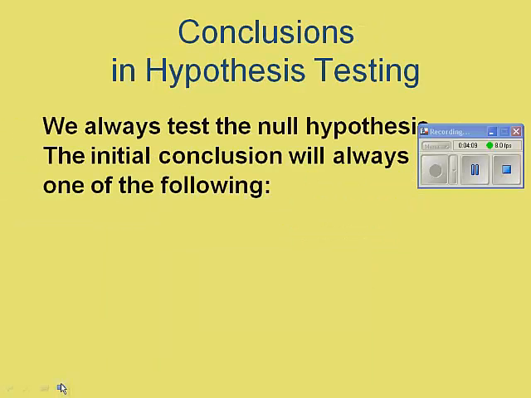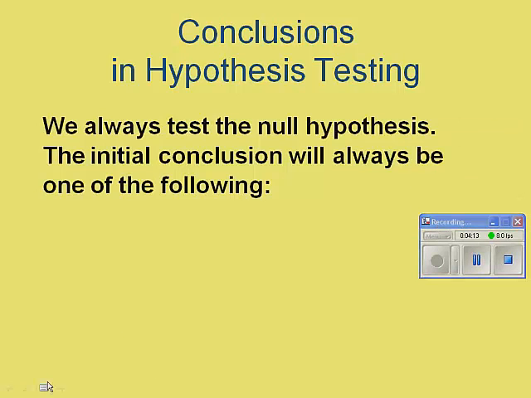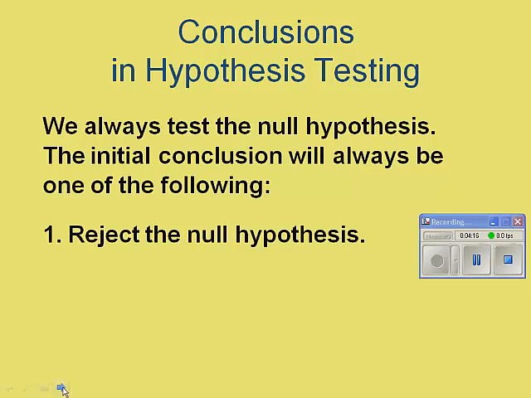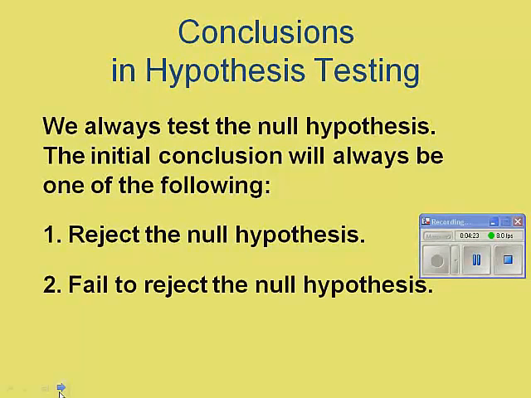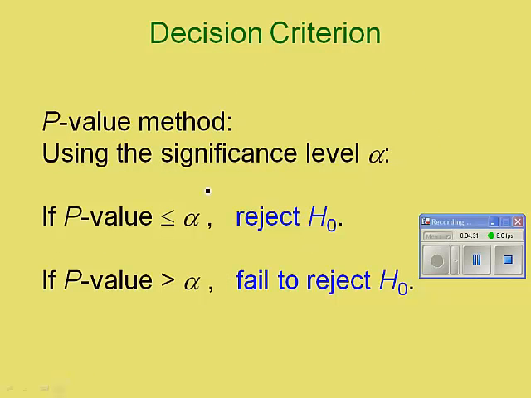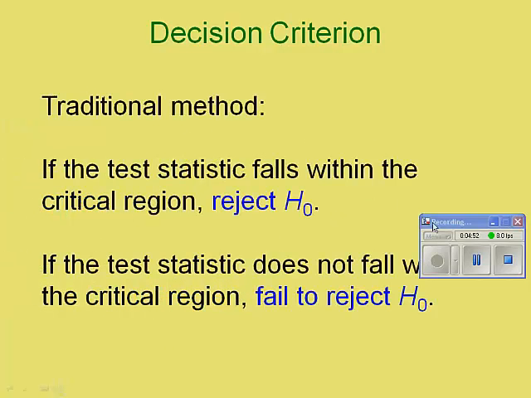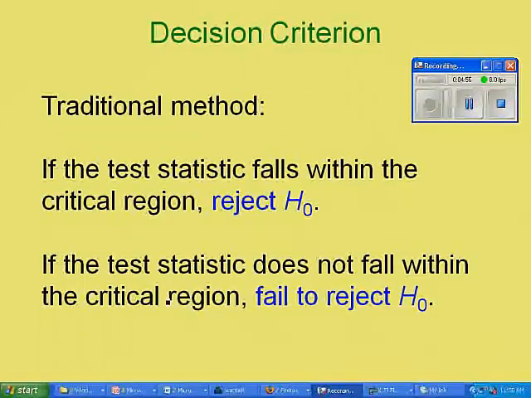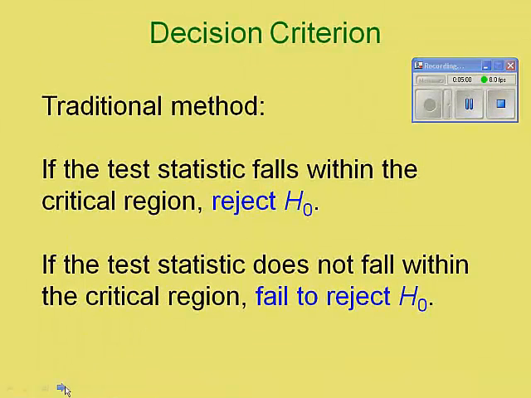Okay, conclusions. We always test the null hypothesis, right? The conclusion is one of the following: reject the null hypothesis, or, what's the other one? Fail to reject. That's all you can do with hypothesis testing. You can't do more than that, with what we're doing. If the p-value is low, then we reject H naught, right? If the p-value is higher than alpha, then fail to reject. The traditional method was to look where that test statistic is, in the critical region or not. And that's fine too.